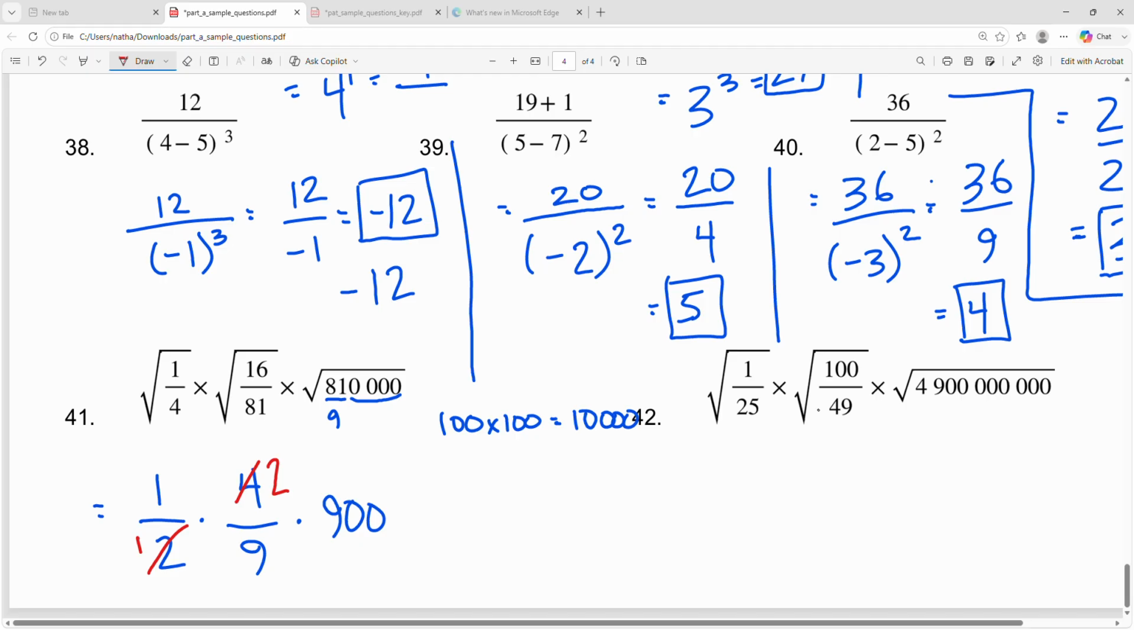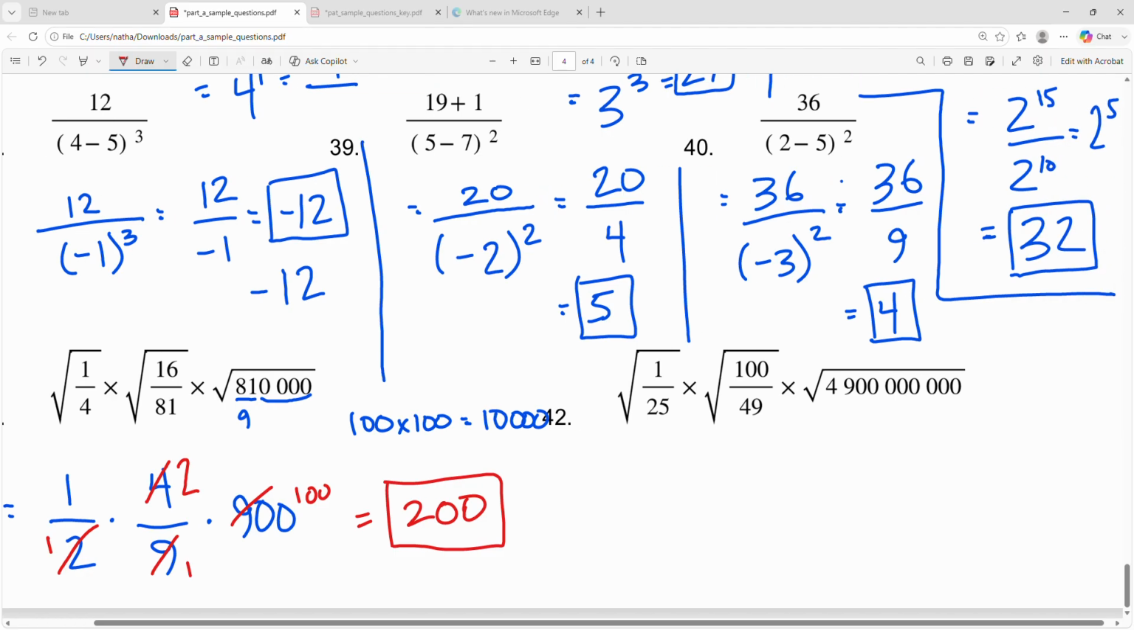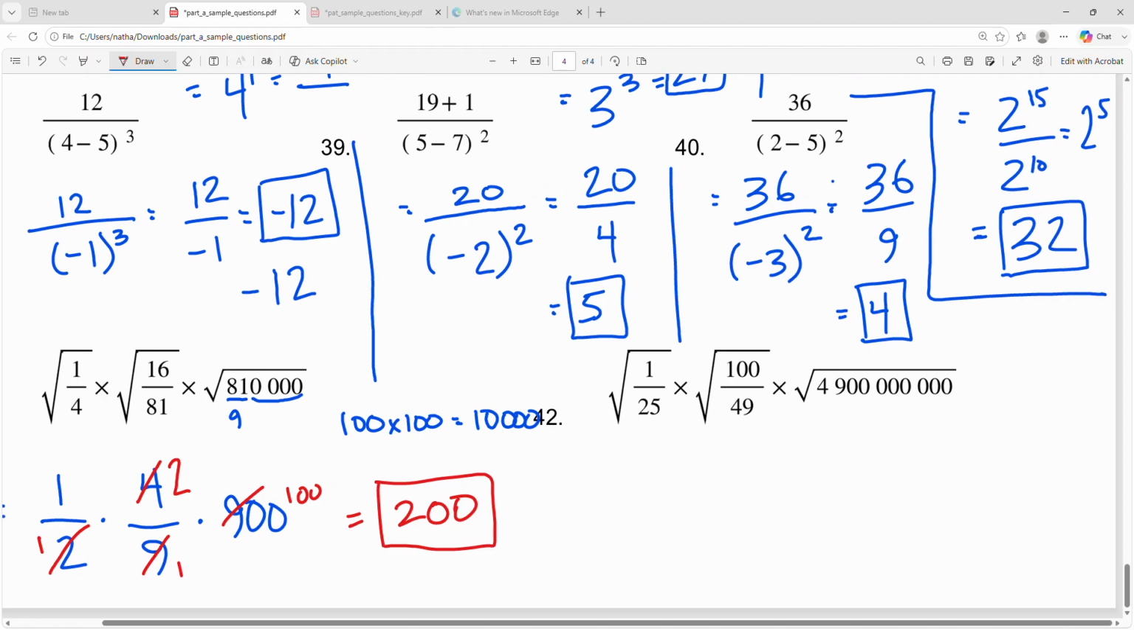And I see in 900 divided by 9, I can divide 900 by 9 and I'll be left with 100. And here divide that by 9 and I'm left with 1. So I'm going to get 1 times 2 times 100 is 200. And on the bottom, 1 times 1, we don't need to see that. It's just 1. 200 divided by 1 would be 200. Okay. Last question.